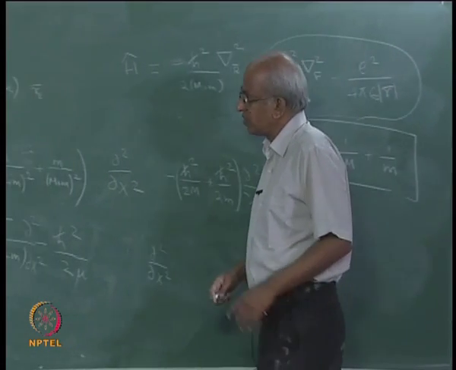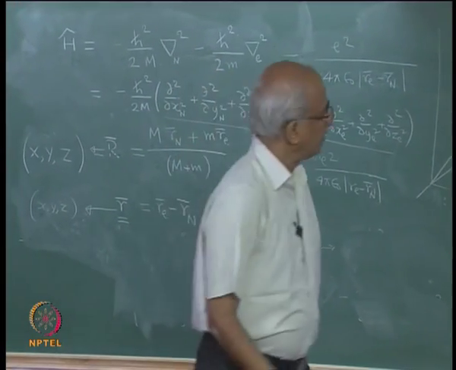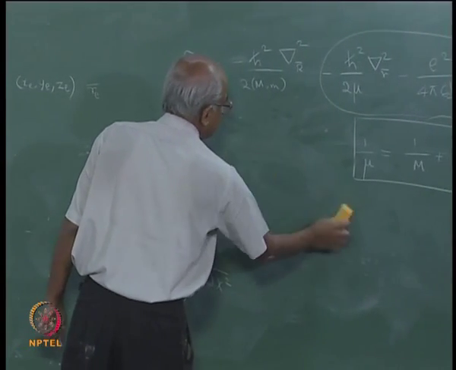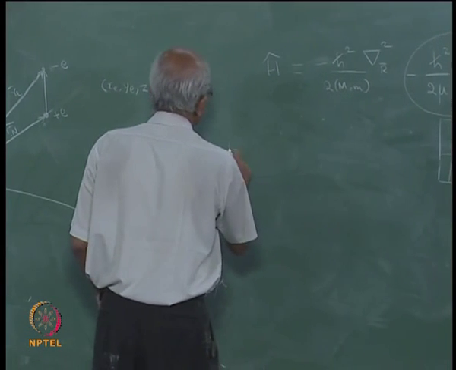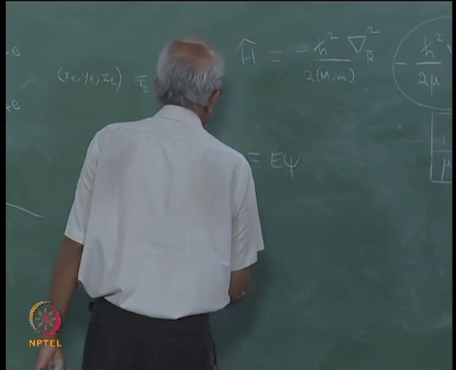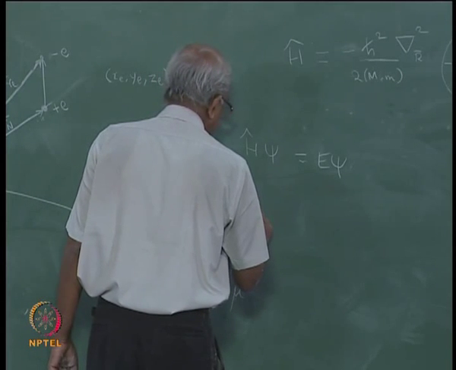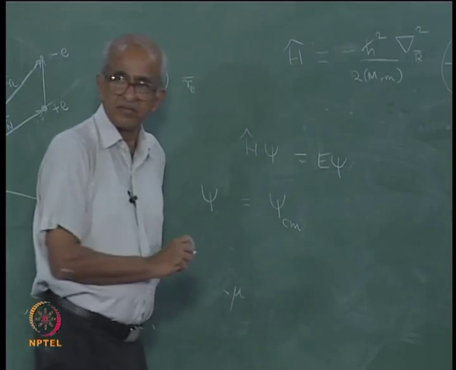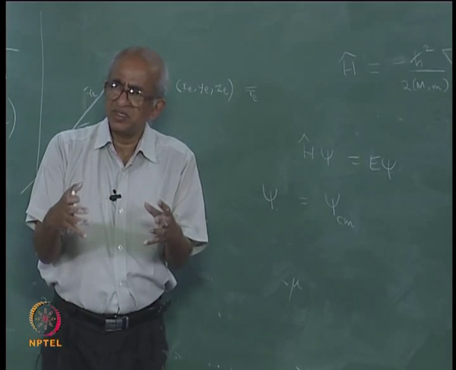So, if you had such a Hamiltonian and if you wanted to solve the Schrodinger equation, what will you do? You will say that H psi is equal to E psi is the equation that I want to solve. But what I will then do is I will say that the psi, which is the wave function, may be written as psi center of mass, right, a psi that describes the center of mass. This is essentially the method of separation of variables.